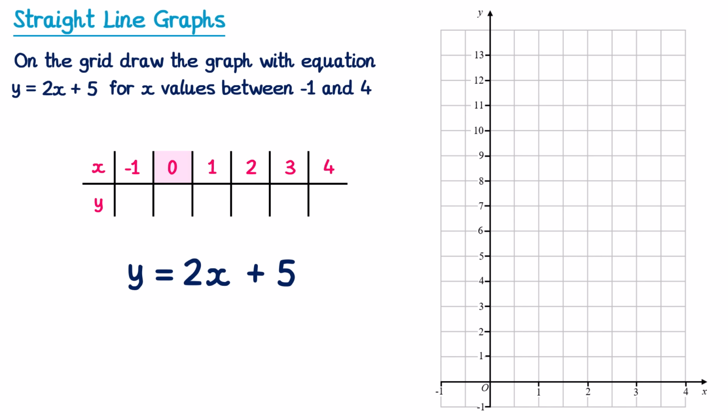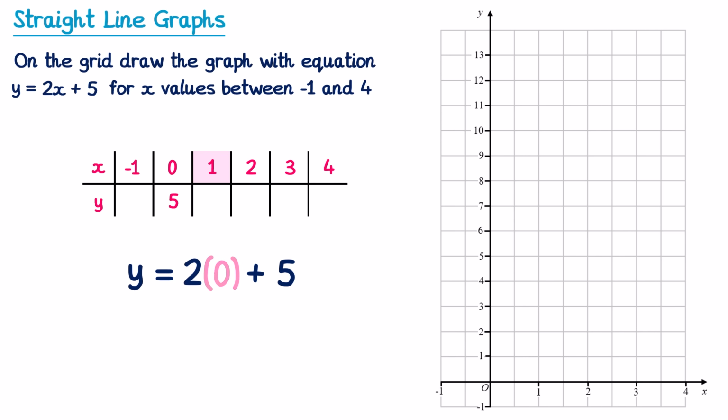So we're going to replace the x in this equation with 0. So instead of 2 lots of x, it's 2 lots of 0. 2 lots of 0 is just 0, so we have 0 plus 5, which is 5. So if x is 0, y is 5. Now let's move on and look at when x is equal to 1.